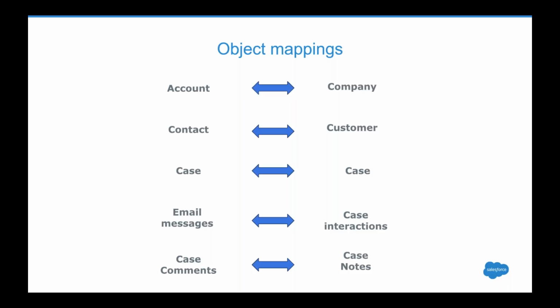Case notes to case comments. You have a yellow note that you can have in the classic agent in Desk, or it looks like a note in NextGen as well. You can leave notes for your agents. Those notes essentially get synced to Salesforce as case comments because essentially they are comments. They are internal comments for internal agents or users. So case comments in Salesforce are also mapped with case notes in Desk.